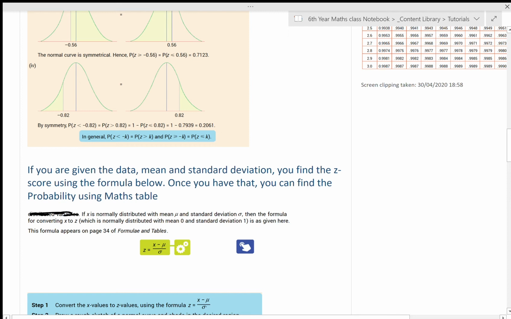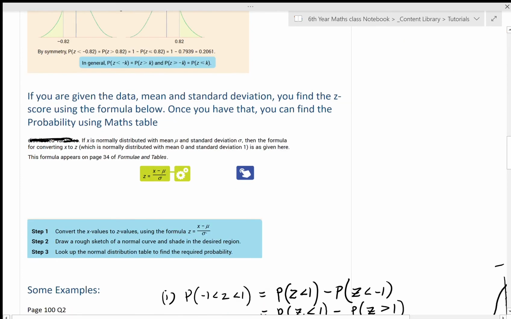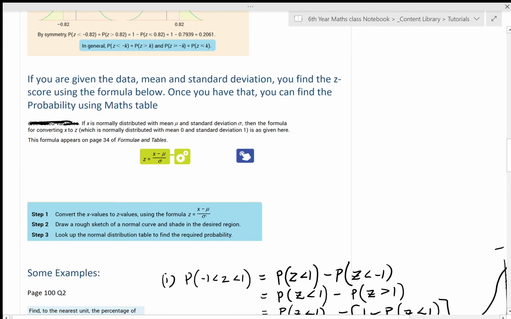If x is normally distributed with a mean of μ and standard deviation of σ, they're the symbols, then the formula for converting x, which is just any piece of data, to a z-score is given here. Okay, so you're given that formula there. All right, so that's the formula, and these are the steps. You convert the x value to your z value first. As always, you draw a quick sketch to give you an idea of the size of the group that you have, and then you look up the table to find the required probability.